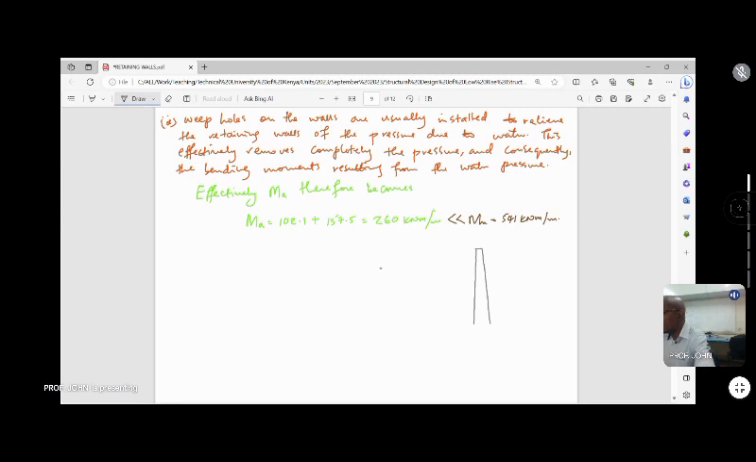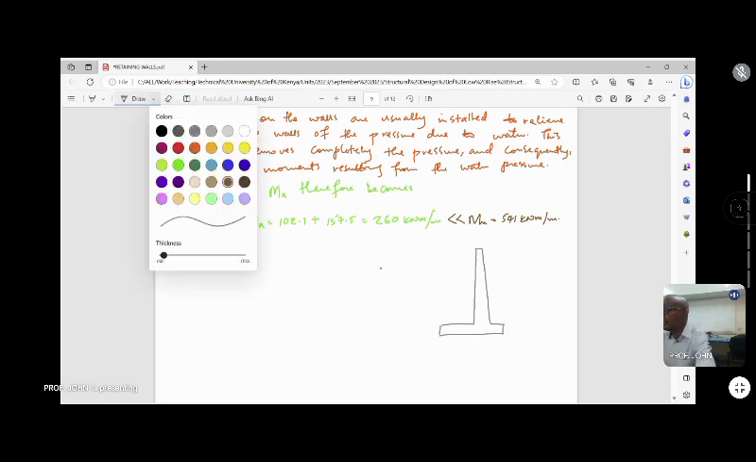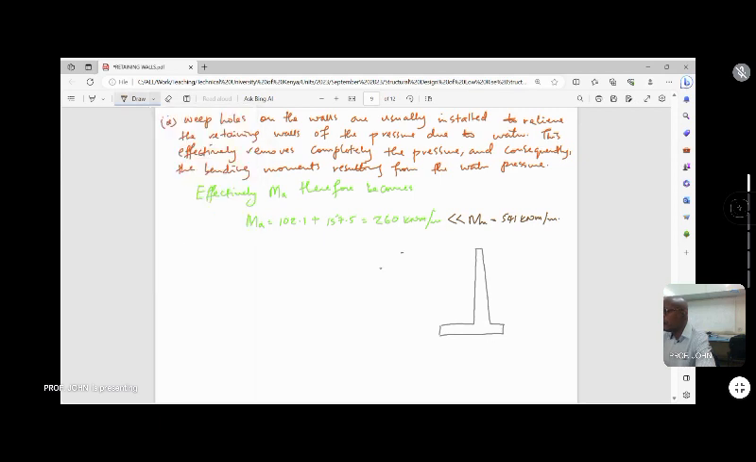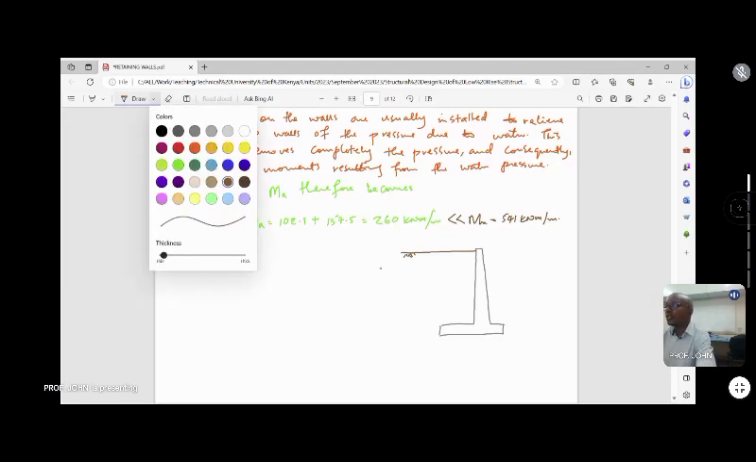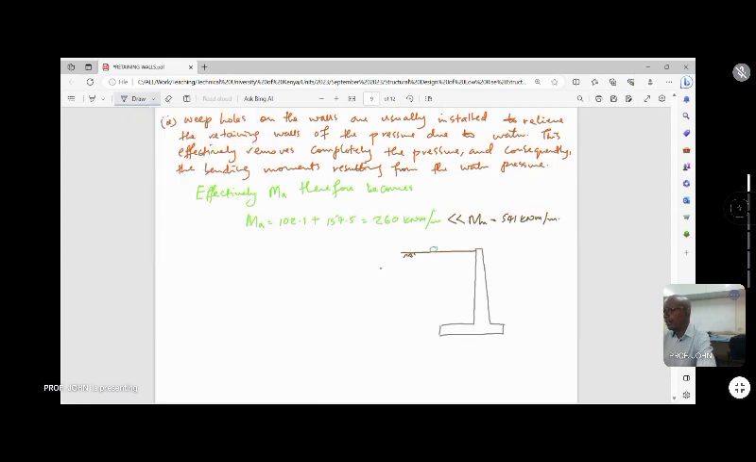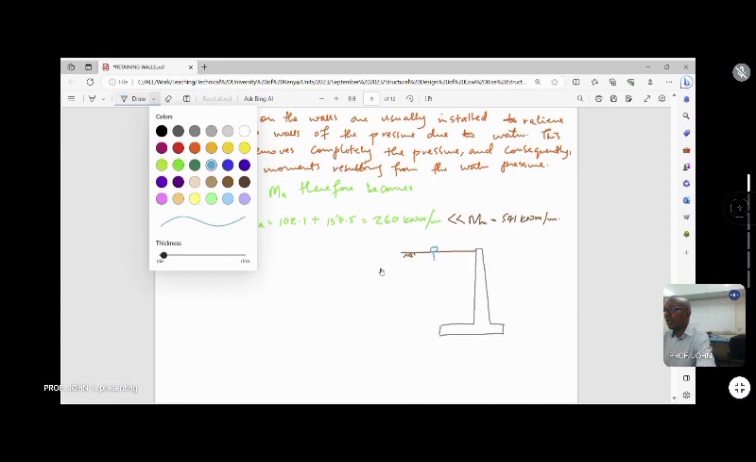Let's say you've got a wall like that, and the retained earth is here. Okay, you've got your retained earth there, and the water table is also there. Up there, water table.